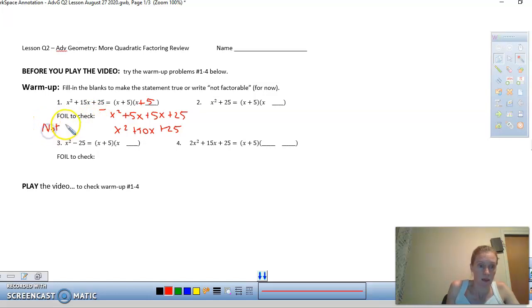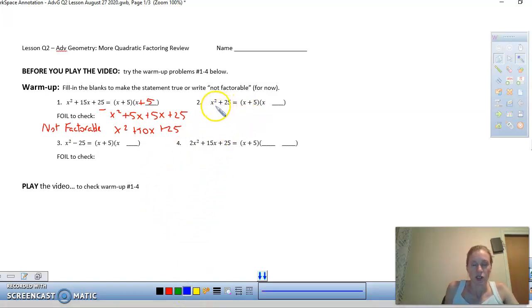And when we say that at the moment, that is really only for real numbers. But next year you'll get into ones where you can factor with imaginary numbers and irrational numbers, but we're not going to even deal with that right now. So we're just going to say it's not factorable.